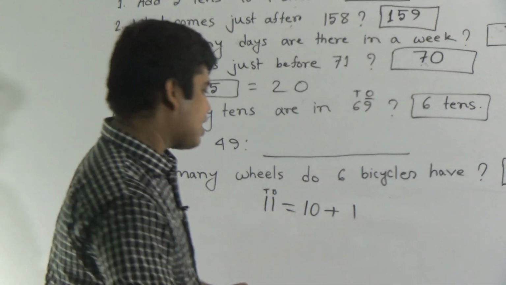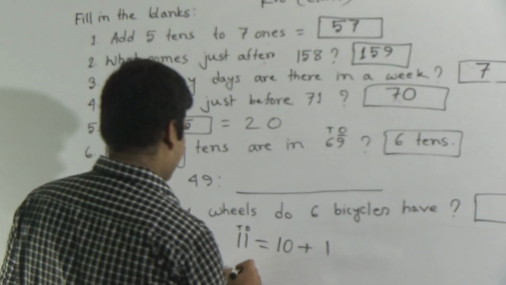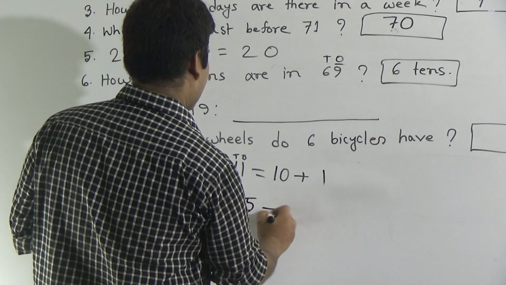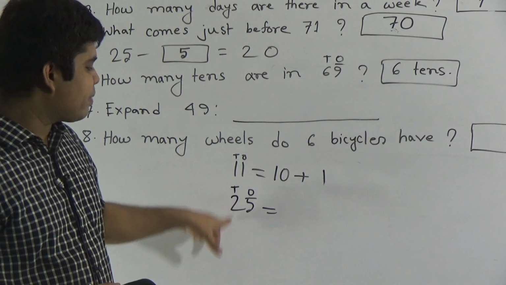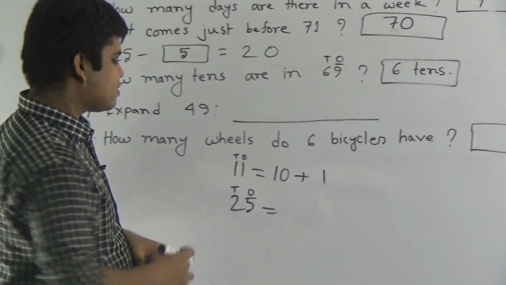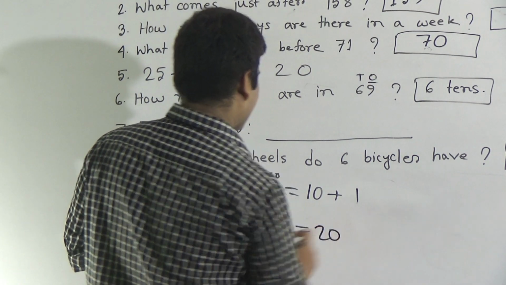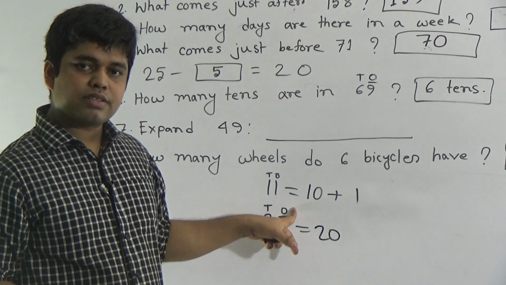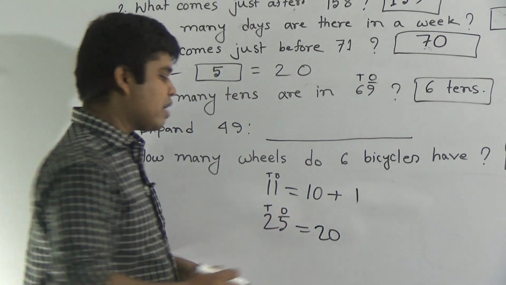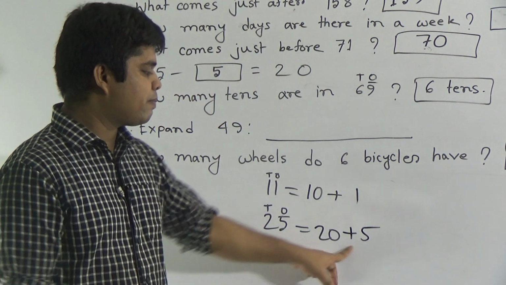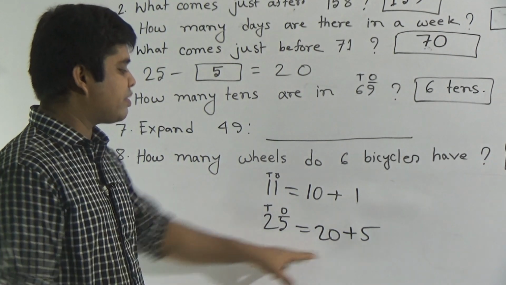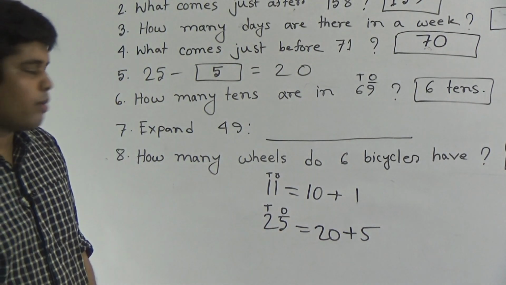Just like this, we give you another example, 25, ones and tens. Notice 2 tens. What do you mean by 2 tens? 2 tens means 20. Okay, 5 ones. What do you mean by 5 ones? 5 ones means 5. That means if I add 20 plus 5, then we get 25. This is called expanded form.